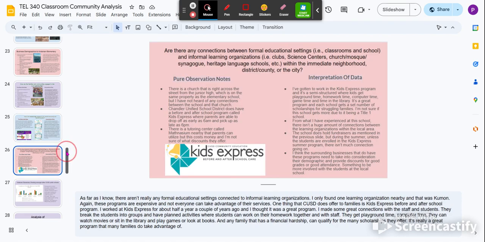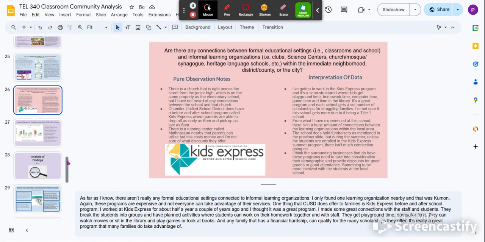As far as I know, there aren't really any formal educational settings connected to informal learning organizations. I only found one learning organization nearby, and that was Kumon. Again, these programs are expensive, and not everyone can take advantage of their services.